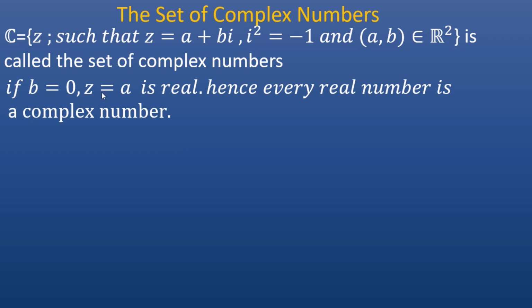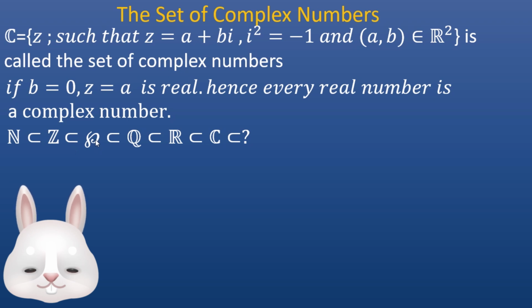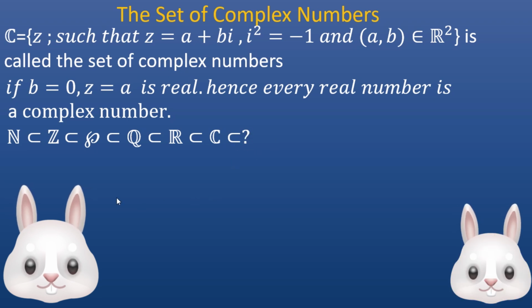If b equals 0, Z equals a is real. Hence, every real number is a complex number. Every real number can be written as a plus bi where b equals 0. Then every real number is a complex number. We get N subset of Z, subset of D, the set of decimal numbers, subset of Q, subset of R, subset of C, subset of question mark. You will see later on subset of what.